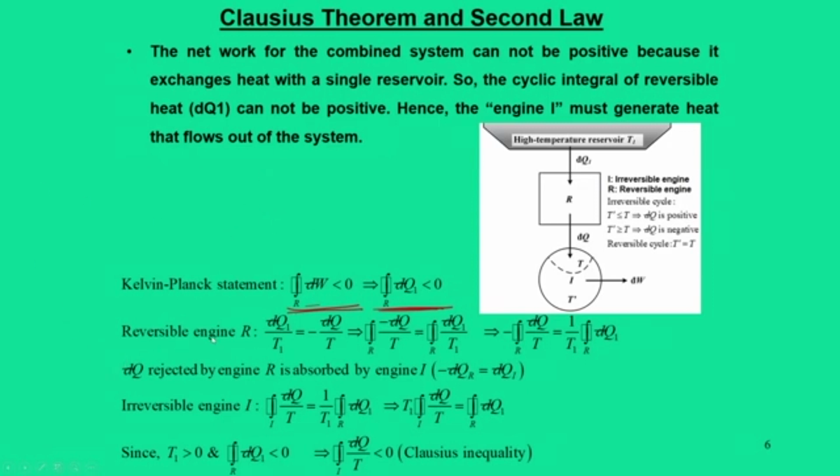For a very small change we can remove this integral, so we can represent the differential: ds of irreversible is greater than dq by T irreversible. In other words, for any general process we write this by putting an inequality sign, where it says ds is always greater than or equal to dq by T.